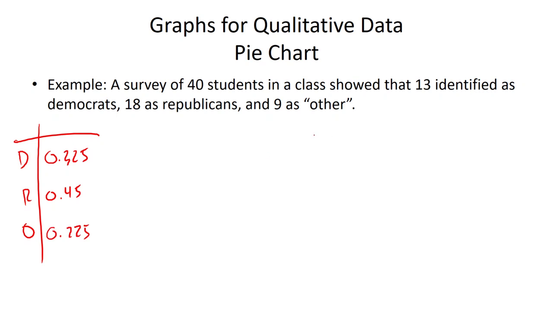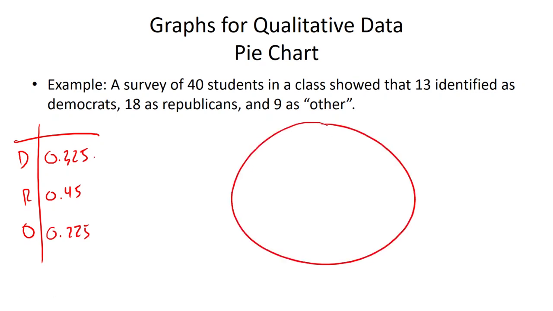So technically you could turn these into degrees, right? A pie is 360 degrees, and then you just take the percentage times that, and you could do it by degree and then get your compass out.